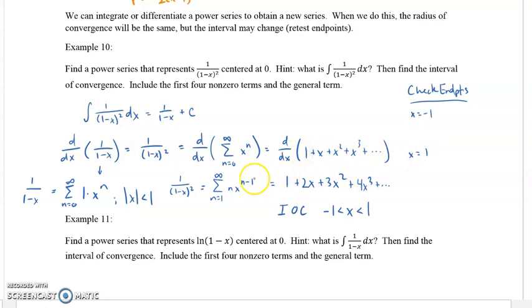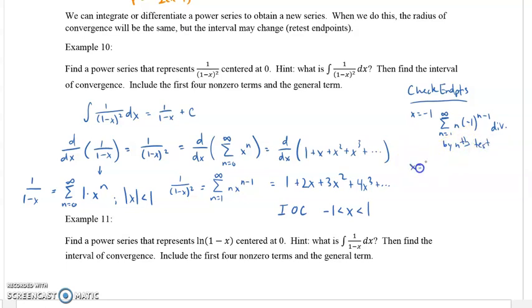All right, so we're going to use this and we're going to plug in -1 and we're going to look at the sum from n equals 1 to infinity of n times -1 raised to the n minus 1. This is an alternating series, but the individual terms don't converge to 0, so this diverges by the nth term test. All right, so don't include -1.